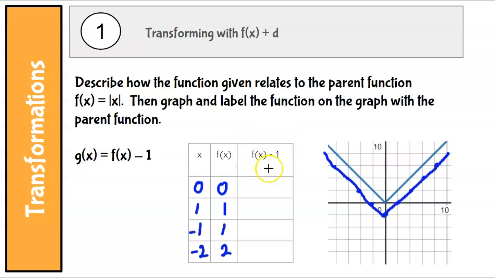Now let's take a look at what happens when you subtract 1 from these outputs. So instead of 0, it's going to be -1. Instead of 1, it's going to be 0. Instead of 1, it's going to be 0. I repeated myself on purpose that time. 2 minus 1 is 1. So you can see that all of my outputs shifted down 1, and that's why the graph went down 1.